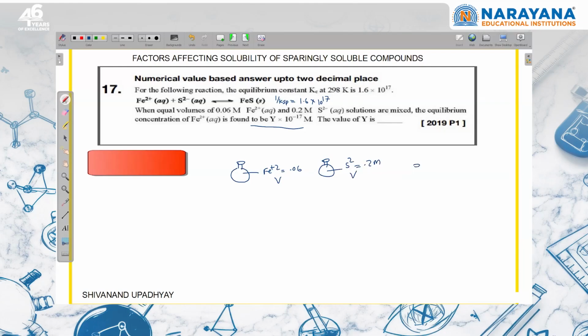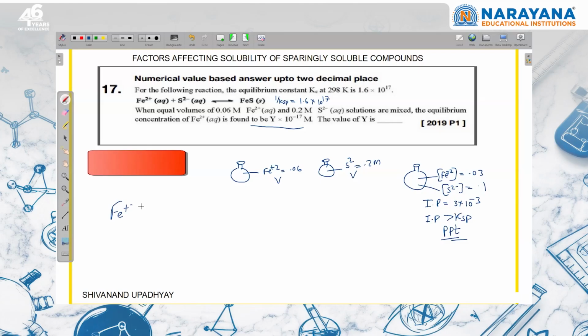When you mix these two solutions, just after mixing, because the volume becomes double, the concentration of iron plus 2 will be 0.03, and the concentration of sulfide ion will be 0.1. What is the ionic product? Ionic product will be 3 into 10 to the power minus 3, and the Ksp value is of the order of 10 to the power minus 17. So ionic product is greater than Ksp. So precipitate will form. We decided that precipitate will form.